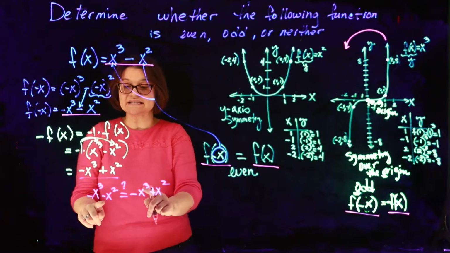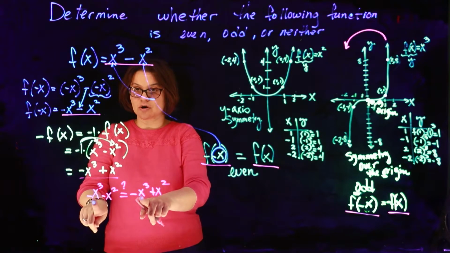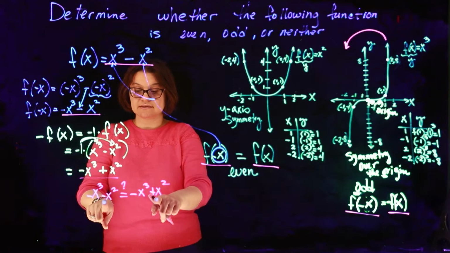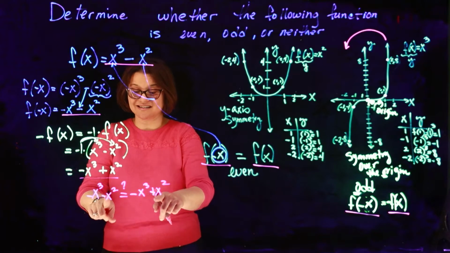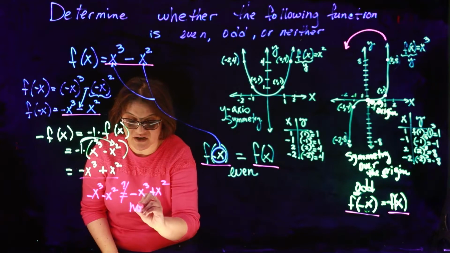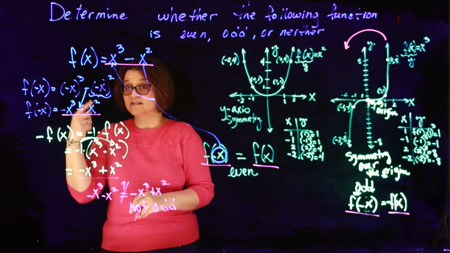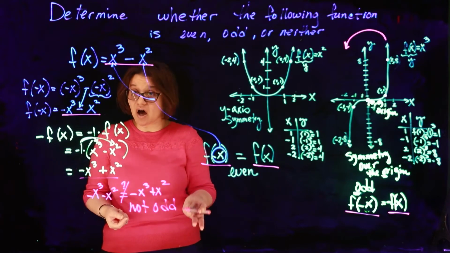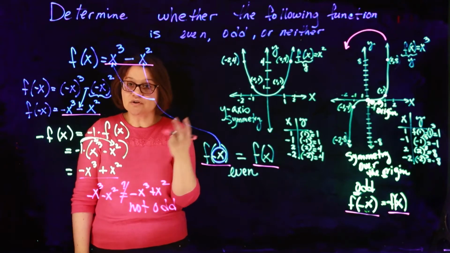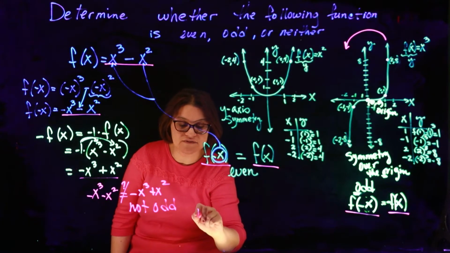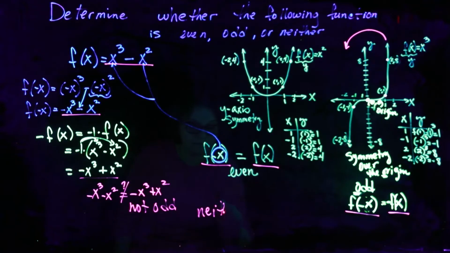Okay. Well, this time, these terms are the same. The first terms are the same, but the second ones are not. That means it's not odd either. This function is not odd. It wasn't even. It's not odd. Well, there's only one other possibility. The function is neither. So this function is neither.